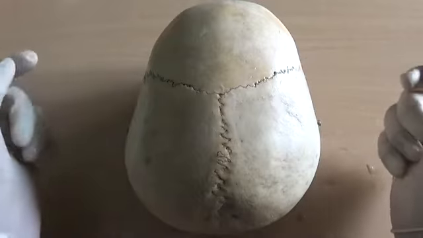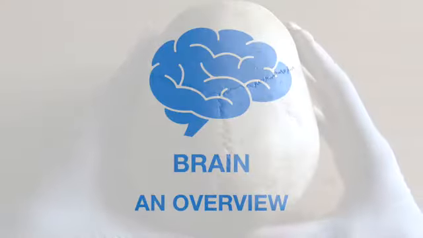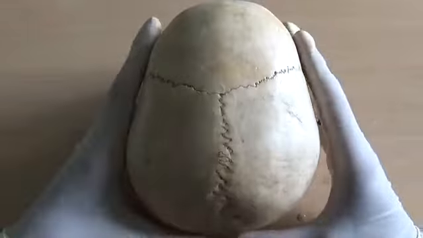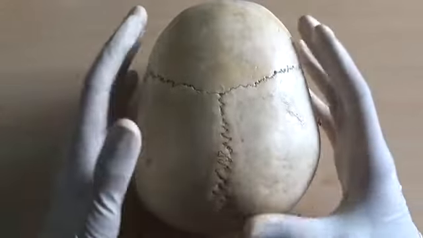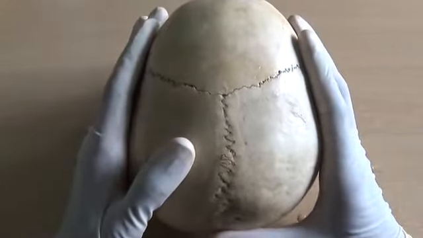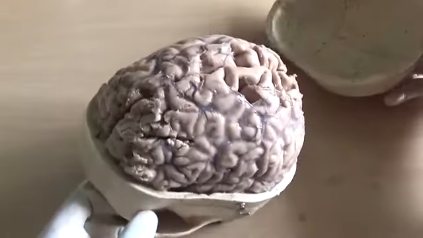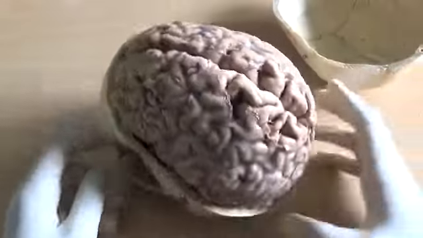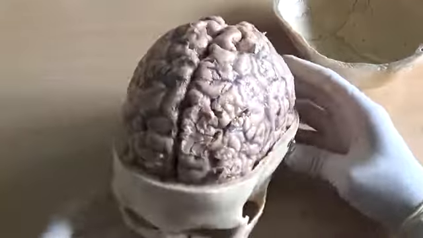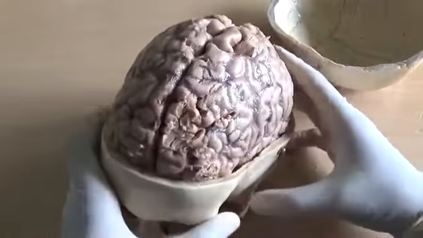Hello everyone, in this video we are going to discuss an overview of the brain. It will be a kind of introduction. So this is the skull cap, and we need to remove the skull cap to see the underlying brain. So let me just open it, and this is what we have, the brain. Now it's just to give you an orientation about how it is lying within the brain box.